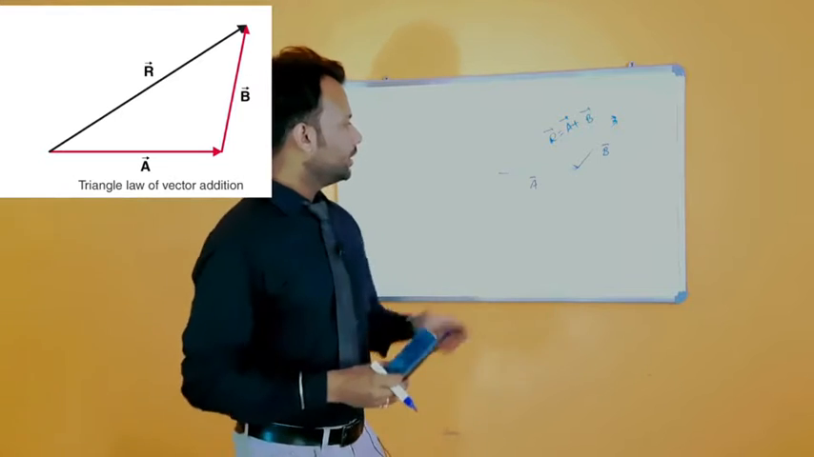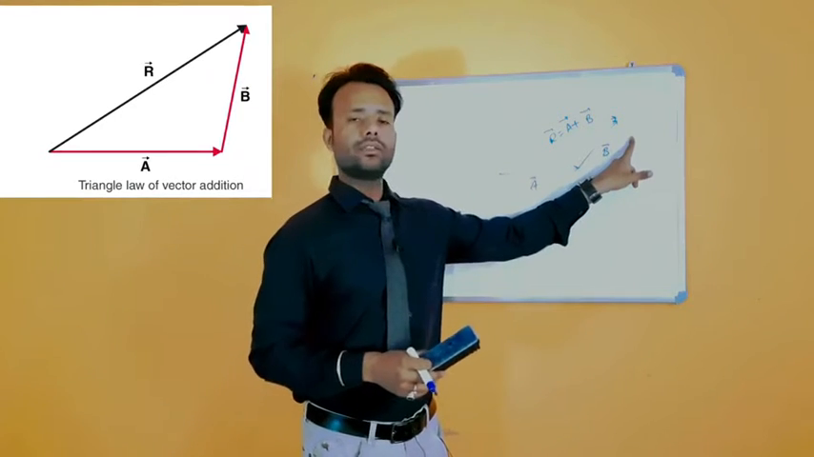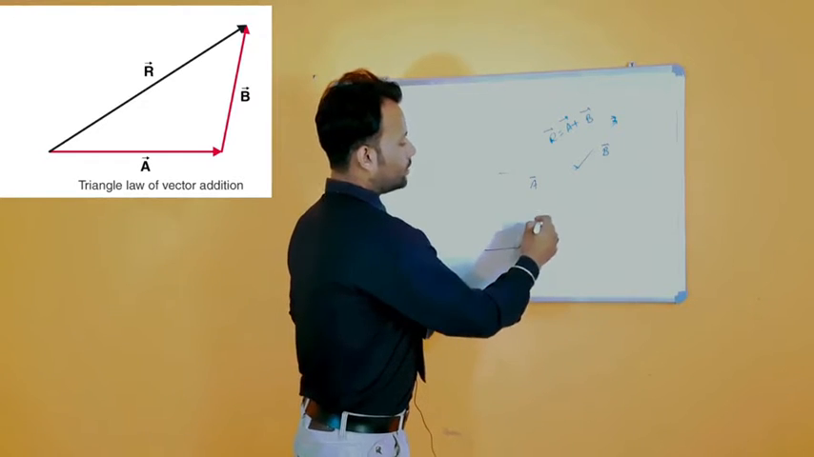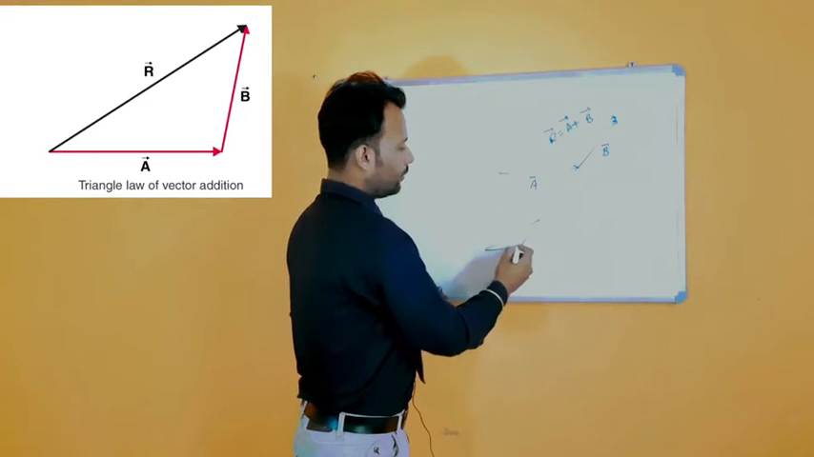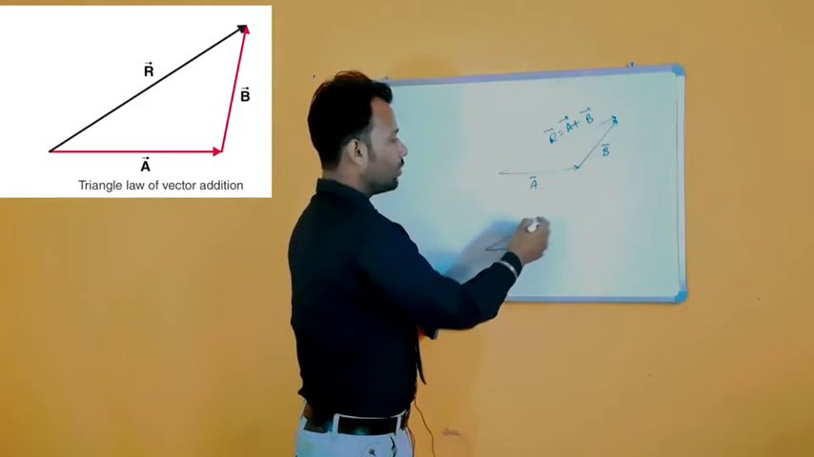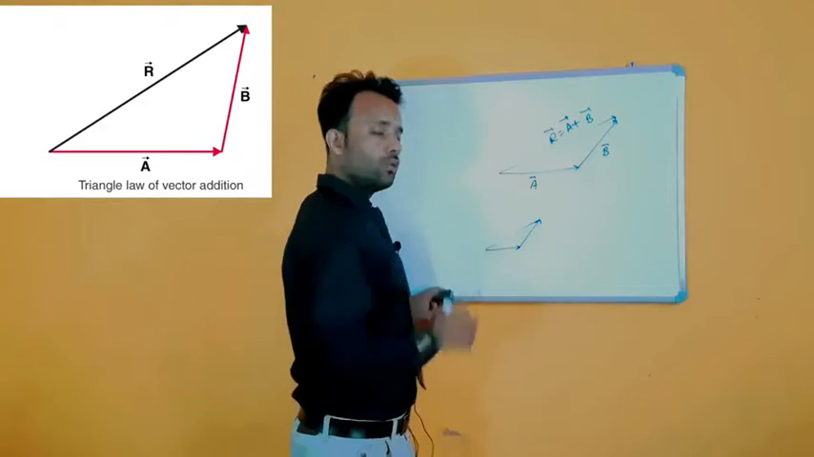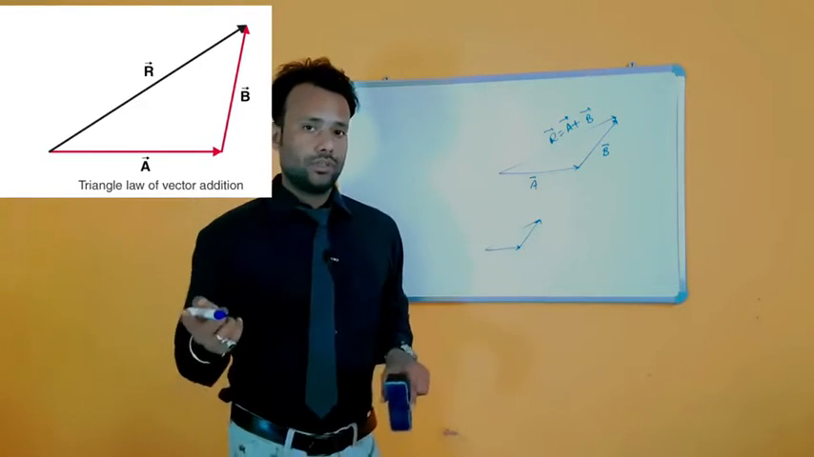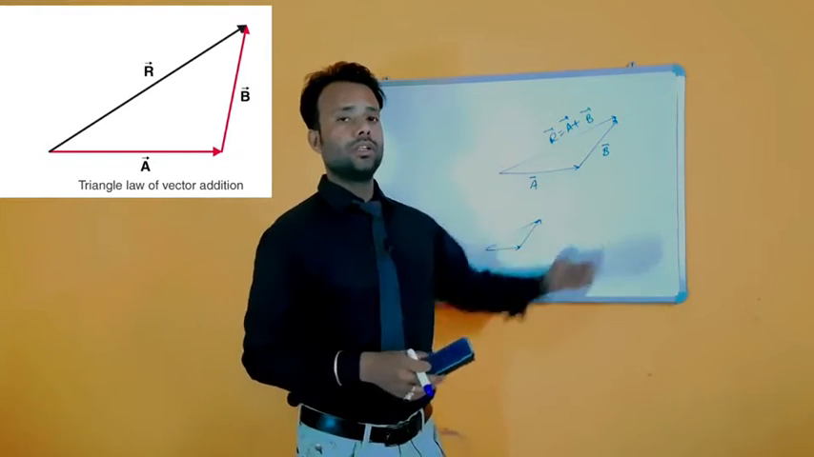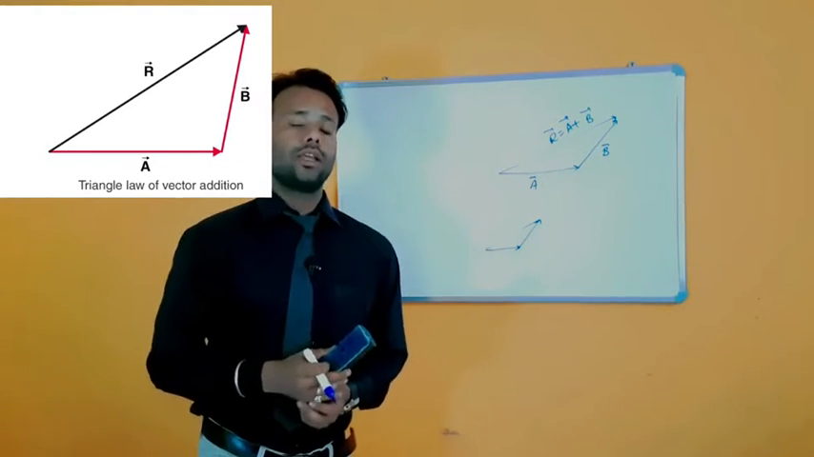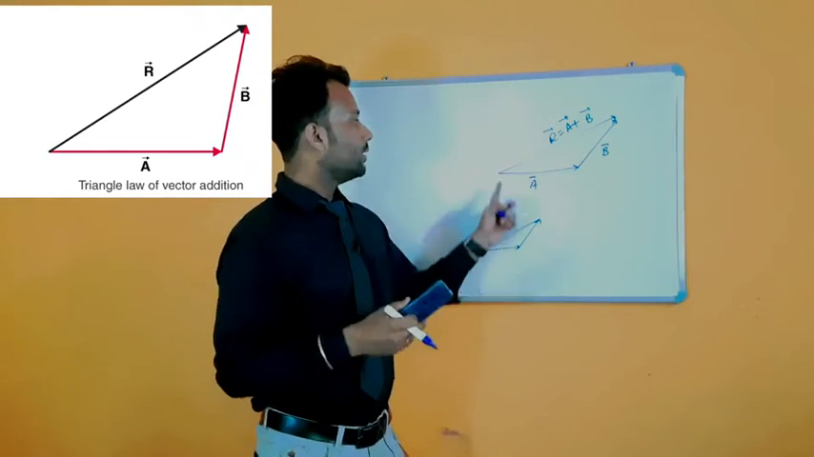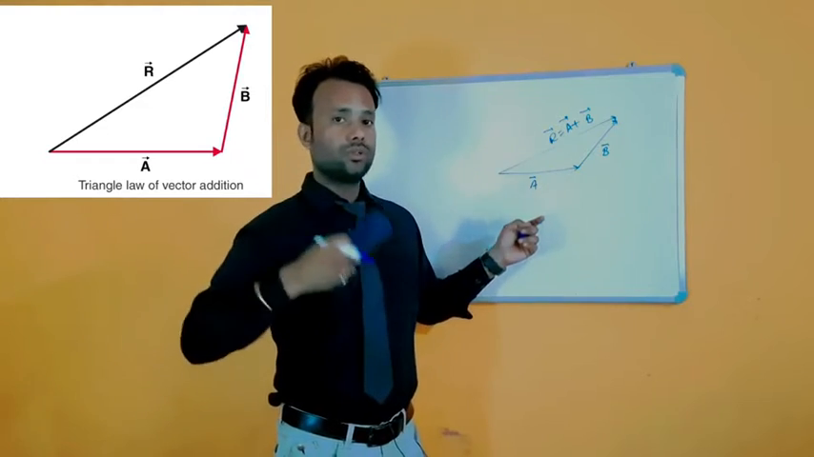You can see here A and B are taken in the same order, but we are not going like this. We are going from A to B, and from this point to this point, but we are not coming toward the point A. We are going in a different direction. That's why I said A vector and B vector represent the two sides of a triangle taken in the same order, then the resultant is represented by the third side taken in the opposite order, R.